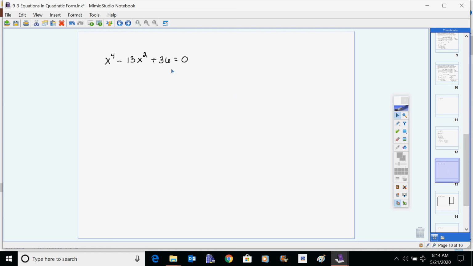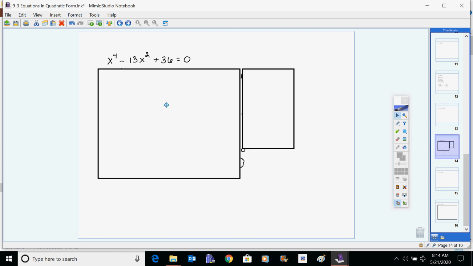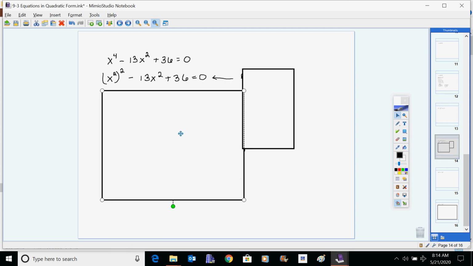And another one. This one looks funny because it looks like it's not a quadratic, but it's a hiding quadratic because this is really x squared squared. So you can think about this as being just one particular thing squared. Okay, so since it's x squared squared, you can factor it like normal.